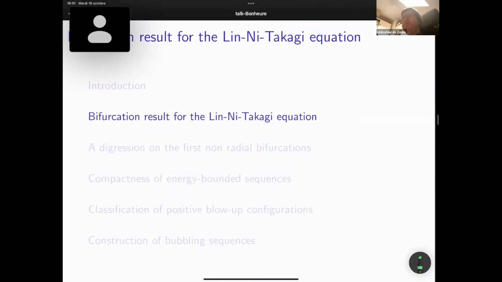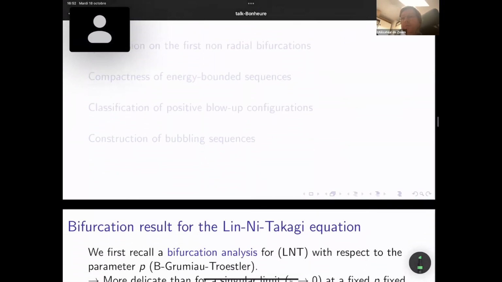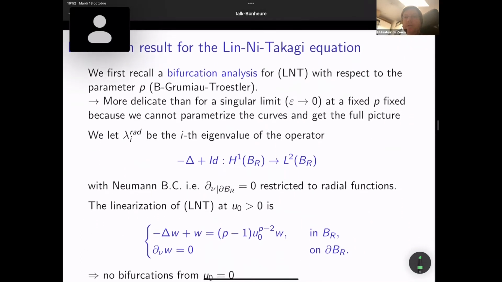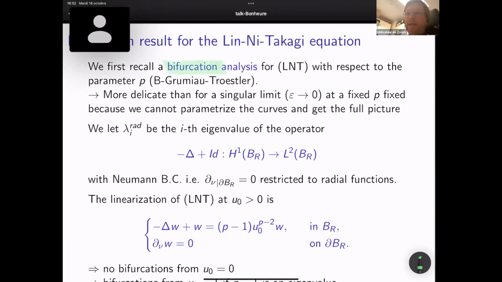Okay, so this is one of the motivations of this study. Of course, recently many people have been looking at stability results for this kind of equation, playing with some parameter. Here we play with the power, but the motivation comes from a bifurcation result that I proved some years ago, and that I would like to recall first. So the bifurcation analysis that I did with Grumiau and Troestler five or six years ago is the following.